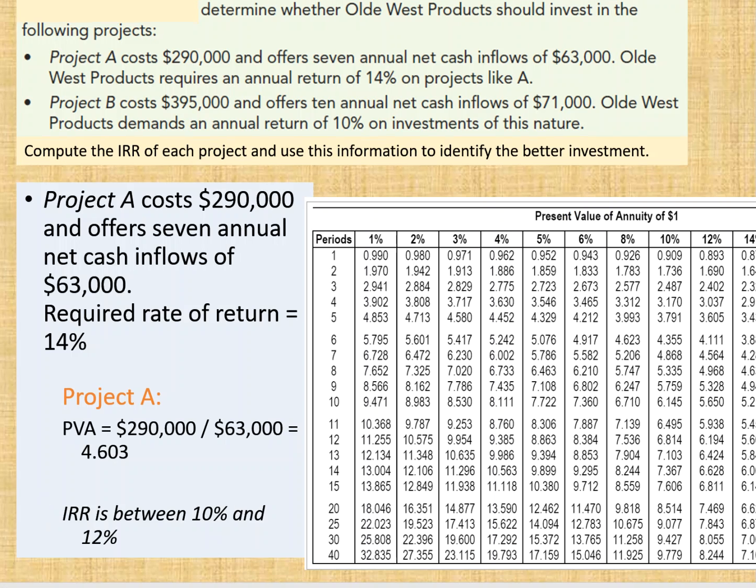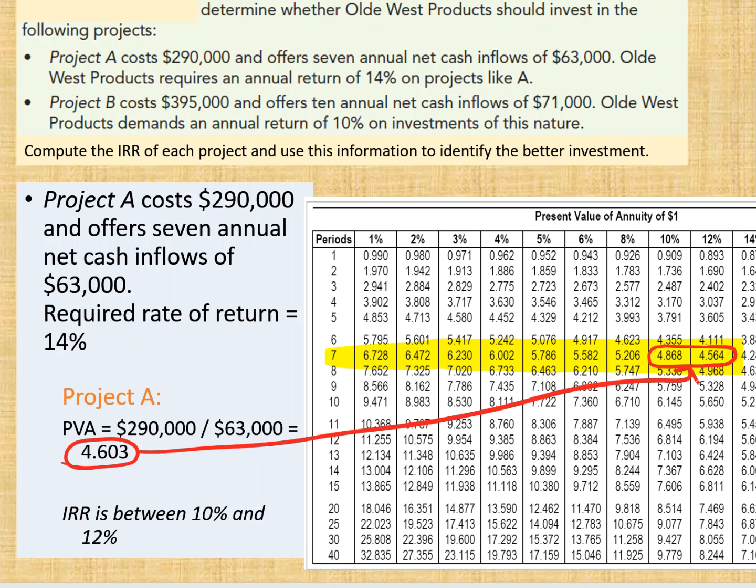So we need to pull up the present value of an annuity table. And what we're going to do, this was 7 annual cash flows. So we're going to take the 7 and we're going to go across until we find 4.603 or something right close to it. Okay, I can stop. So if you see right here, between 10 and 12% will fall this 4.603.